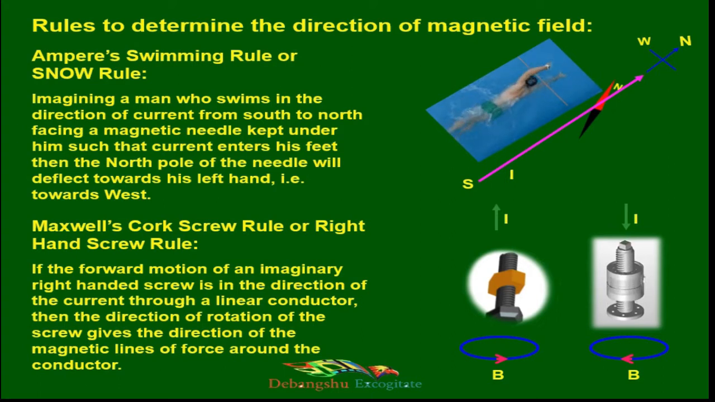If the forward motion of an imaginary right-handed screw is in the direction of the current through a linear conductor, then the direction of rotation of the screw gives the direction of the magnetic field of force around the current. Actually, they are called magnetic lines of induction. I have shown you right-handed and left-handed screws there.